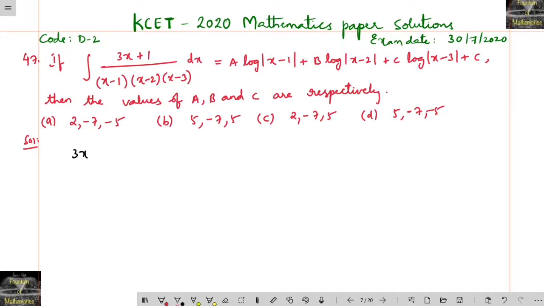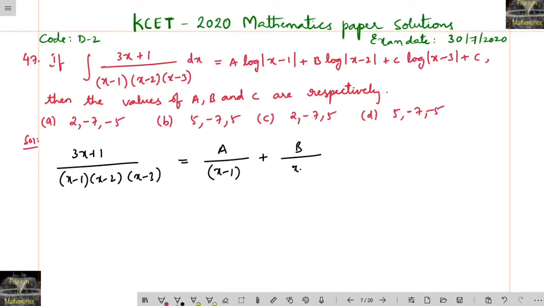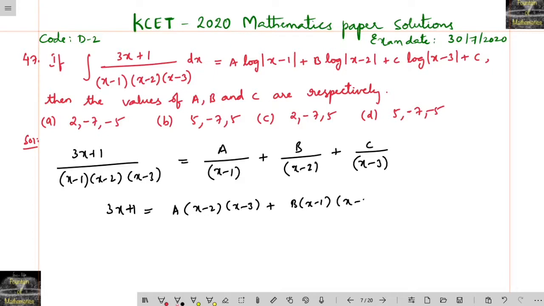So 3x plus 1 upon x minus 1 into x minus 2 into x minus 3, I can write as a divided by x minus 1 plus b divided by x minus 2 plus c divided by x minus 3. Or we can take the numerator part: 3x plus 1 equals a times of x minus 2 into x minus 3 plus b times of x minus 1 into x minus 3 plus c times of x minus 1 into x minus 2.